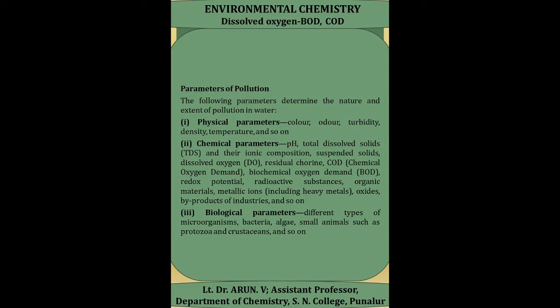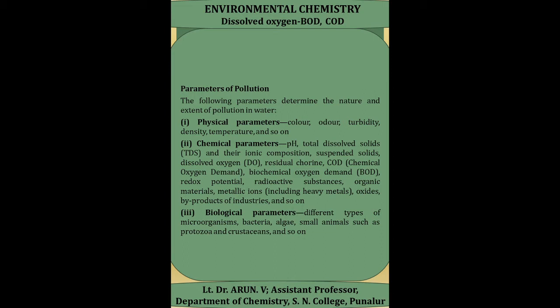And also the chemical parameters, that is by measuring the chemical parameters like pH, total dissolved solids, that is TDS, and their ionic compositions, and by measuring the suspended solids, and also by measuring the dissolved oxygen, residual chlorine, and chemical oxygen demand and biological oxygen demand, redox potential, and by chemically determining the radioactive substances, organic materials, metallic ions, oxides, byproducts of industries, and so on, we can find out the extent of pollution of water in a given sample.